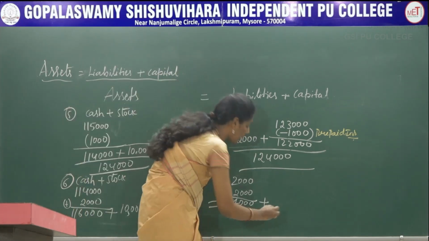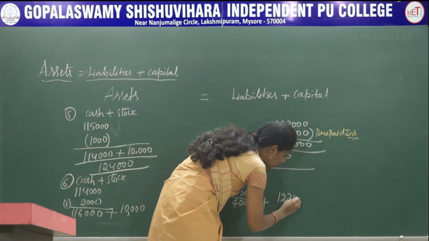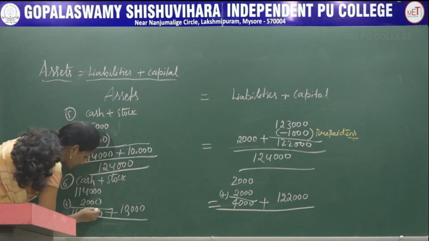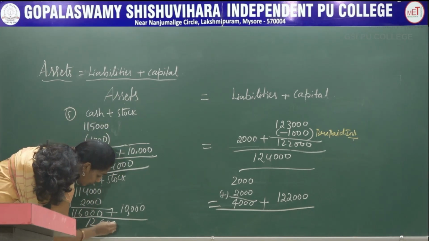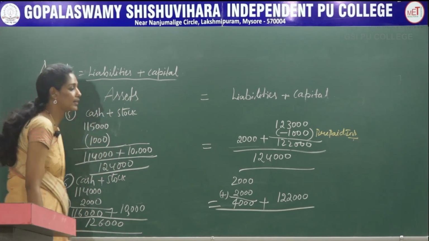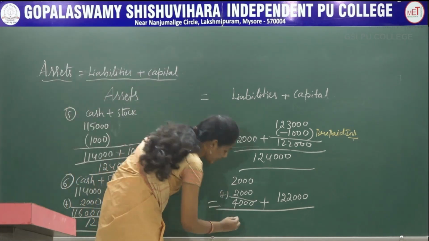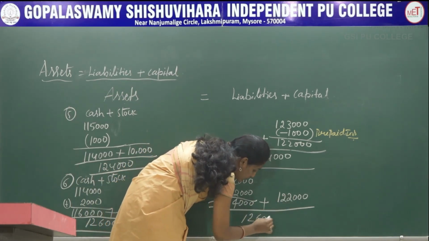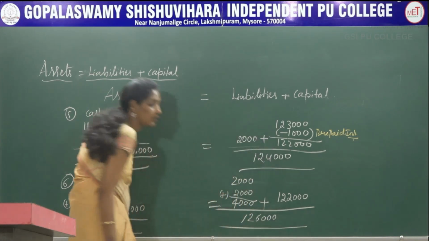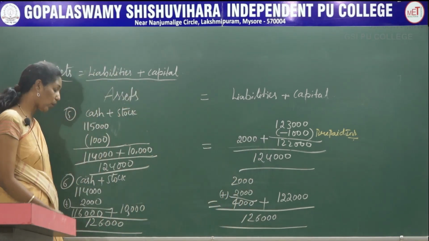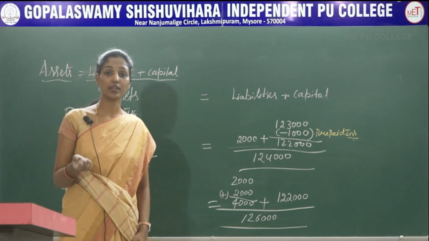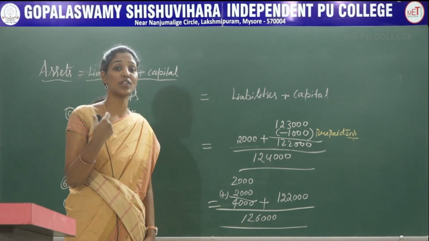And what is the capital balance? That is 1,22,000. So now add both the assets together, you will get 1,26,000 on the asset side, and on the other side 4,000 plus 1,22,000 comes to 1,26,000. So this is how we record this transaction in the form of accounting equation. Commission received in advance ಅಂತ ಹೇಳಿದ್ರೆ ಕ್ಯಾಶ್ ಅಲ್ಲಿ ಎಫೆಕ್ಟ್ ಆಗುತ್ತೆ.